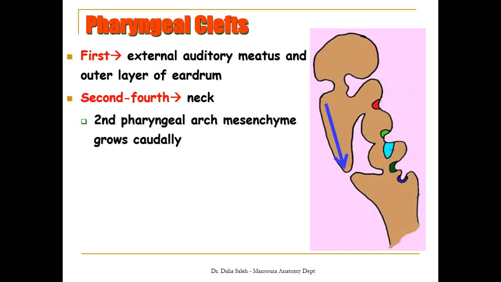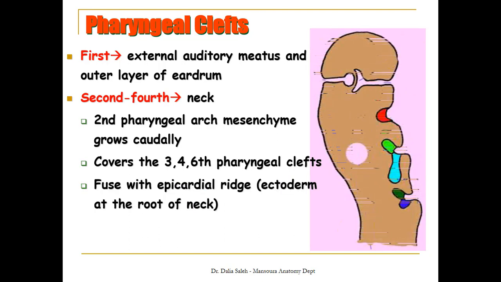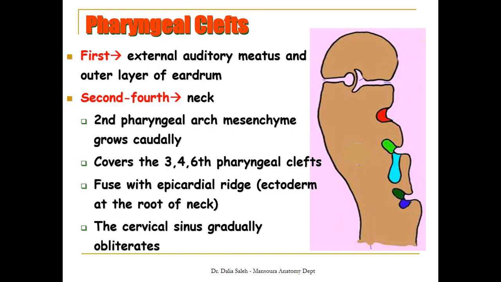The mesenchymal component of the second pharyngeal arch will grow caudally and cover the third, fourth, and sixth pharyngeal clefts and meet or fuse with the epicardial ridge, which is a small ectodermal ridge at the root of the neck. So after they meet together and fuse, they will form a sinus. It's called the cervical sinus that will obliterate gradually and disappear completely.